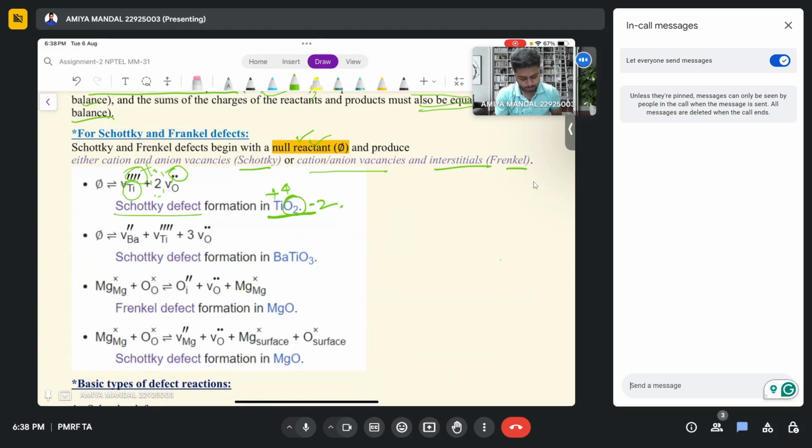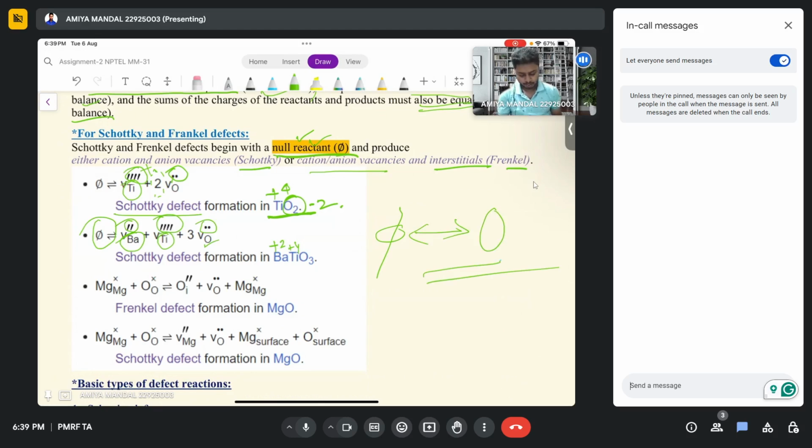This is a Schottky defect. For barium titanate, barium has two positive charge and titanium has four positive charge. So two negative charges vacancy at the barium site, four negative charges vacancy at the titanium site, and three oxygen vacancies with two positive charges each at oxygen sites will be formed, balanced with a neutral null reactant. Phi is the null reactant. Sometimes phi is also denoted as 0.